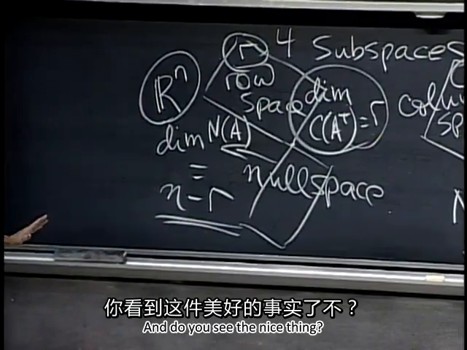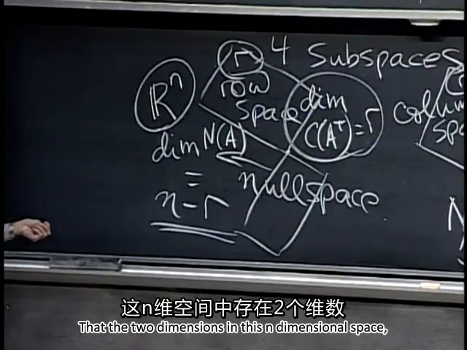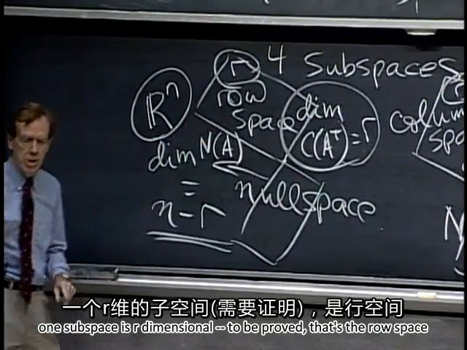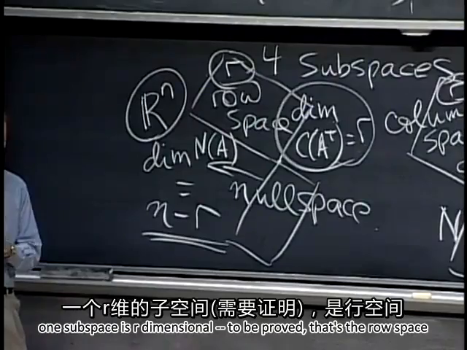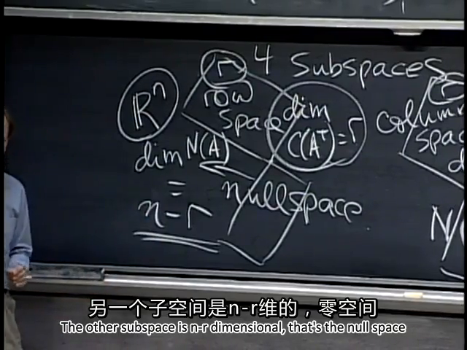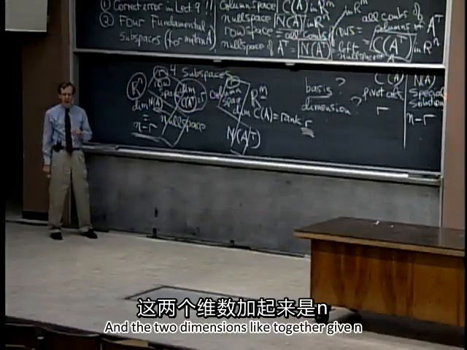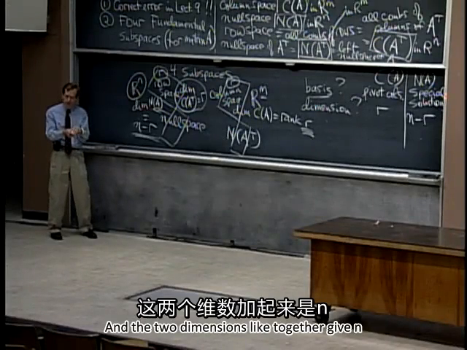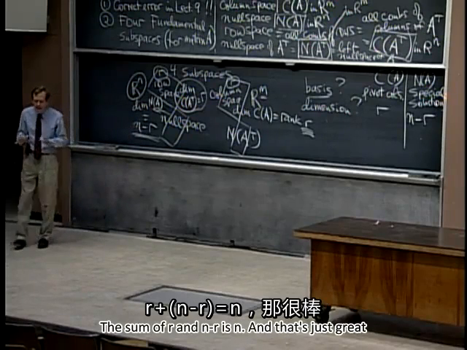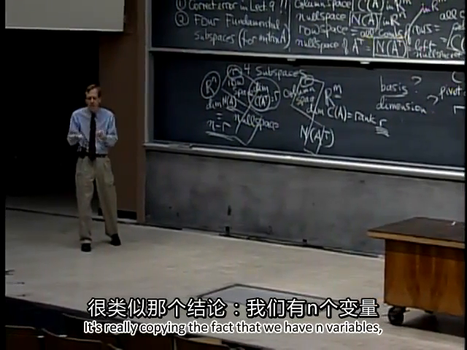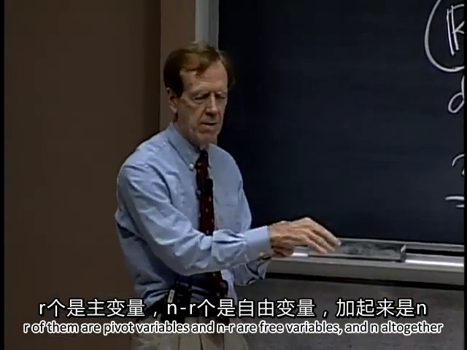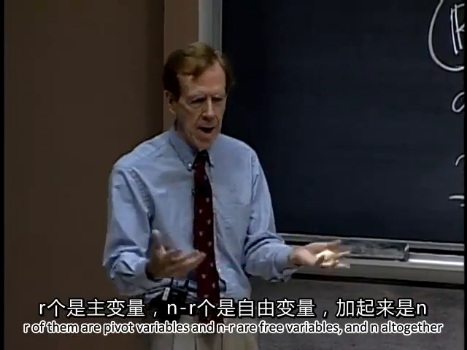And do you see the nice thing? In this n-dimensional space, one subspace is r-dimensional, to be proved. That's the row space. The other subspace is n minus r dimensional. That's the null space. And the two dimensions together give n. The sum of r and n minus r is n. And that's just great. It's really copying the fact that we have n variables. r of them are pivot variables, and n minus r are free variables, and n altogether.